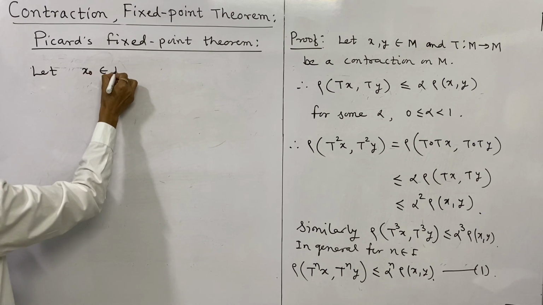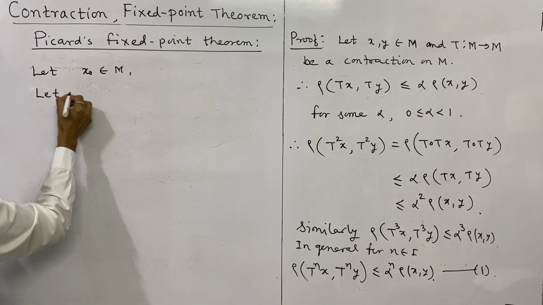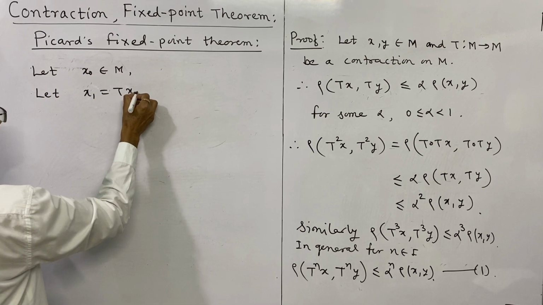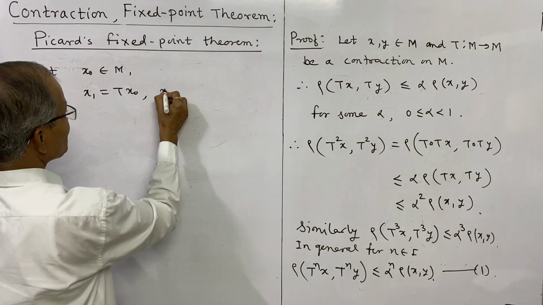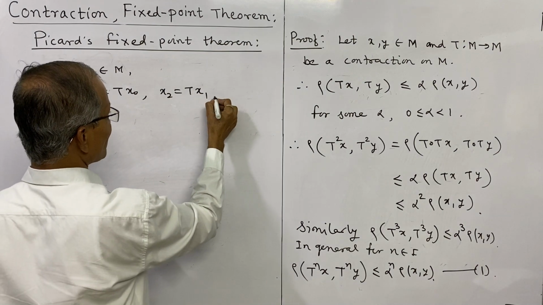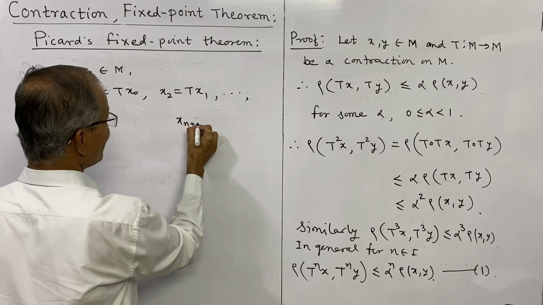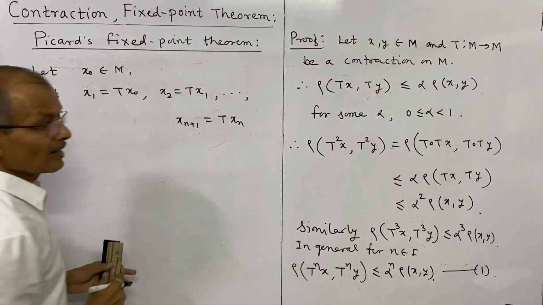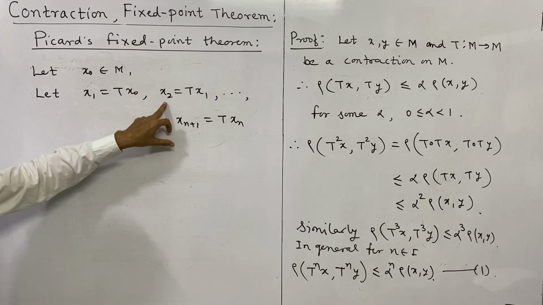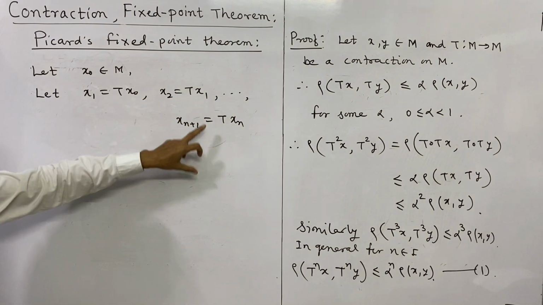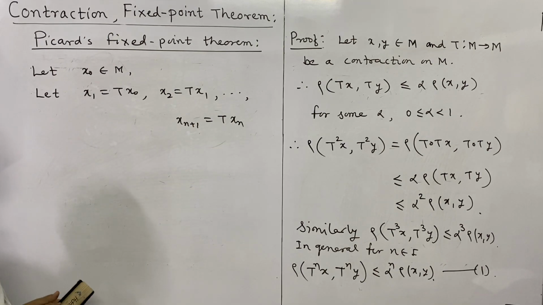Let x naught belong to M, and further let x1 be equal to T image of x naught. We are using this notation: T image of x naught is equal to x1, x2 is equal to T image of x1, and so on. We will have x(n+1) equal to T image of xn. See, T image of x naught is written as x1, meaning the next suffix. x2 is T image of x1, x3 will be T image of x2, and x(n+1) will be T image of xn, for n belonging to I.